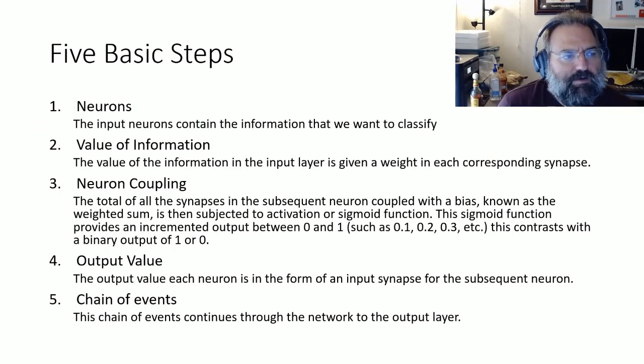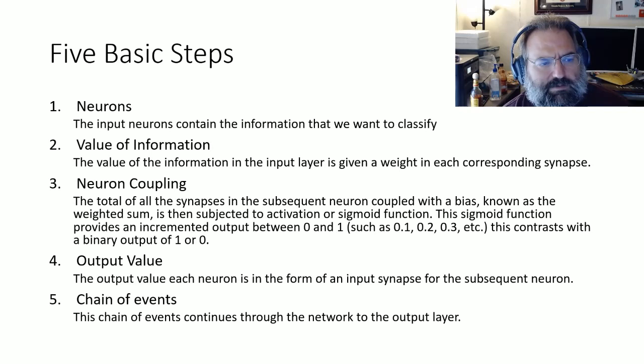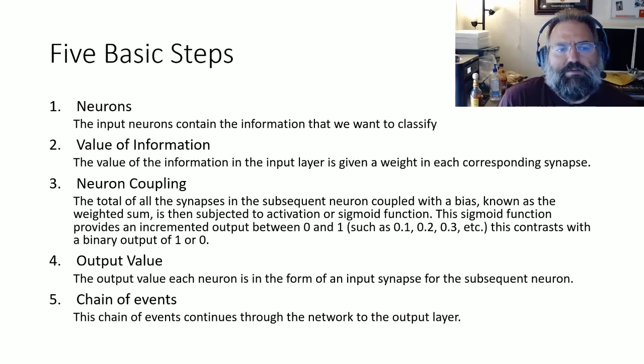So the 5 basic steps of a neural network, or the processes or elements, if you will. There are neurons, as we just talked about. That's something used to classify or do a regression to fit some sort of complex set of data that comes in. There's the concept of value of information.